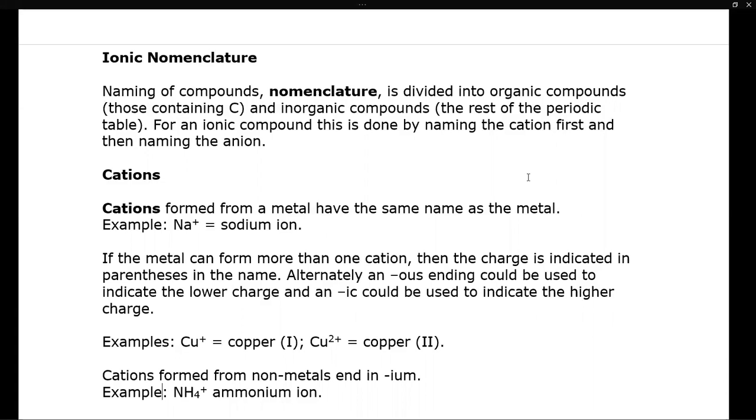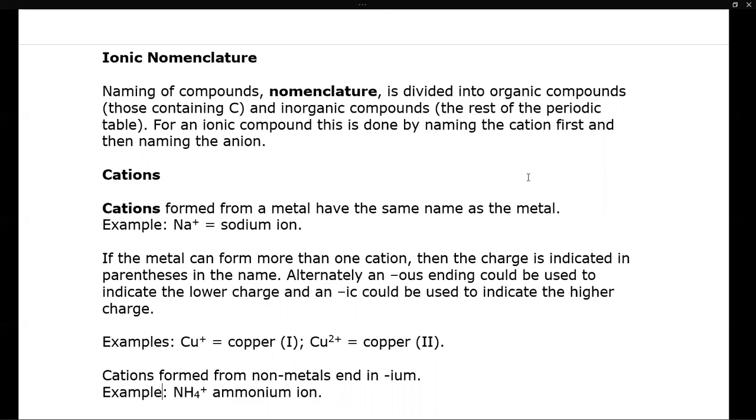Cations are formed from a metal and have the same name as the metal. For example, Na+ is the sodium ion. If the metal can form more than one cation, then the charge is indicated in parentheses next to the name. Alternatively, OUS or IC endings can be used to indicate the lower or higher charge. Examples of that would be Cu+ is copper(I), Cu2+ is copper(II). And notice it's just a Roman numeral with the charge.